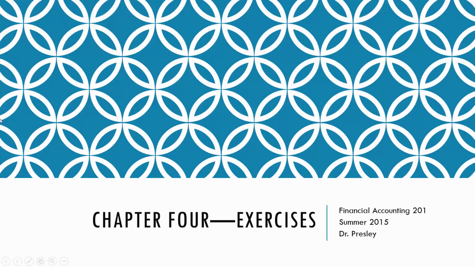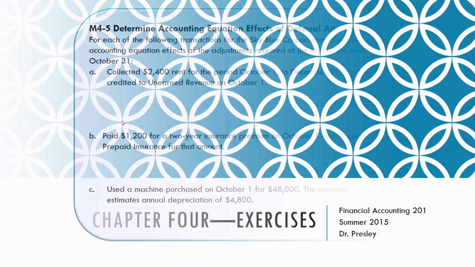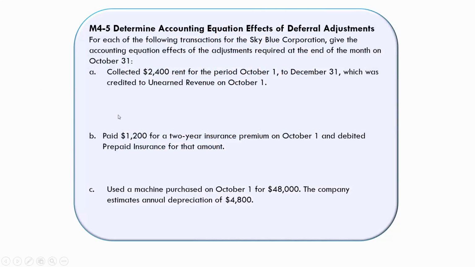Well, let's work some problems in adjusting journal entries from Chapter 4. This is asking for us the accounting effects for our company, which is Sky Blue Corporation. We collected $2,400 rent for the period October 1st. This should be October 1st through December 31st. And we originally credited to unearned revenue on October 1st.